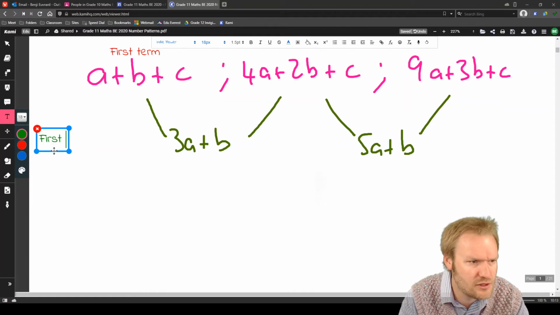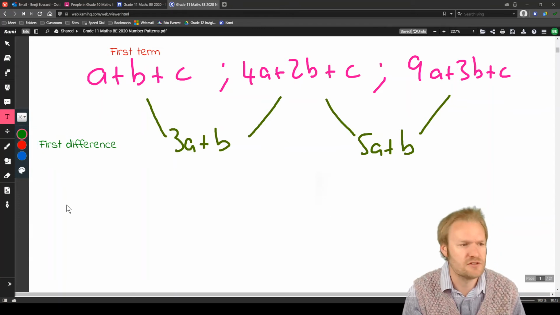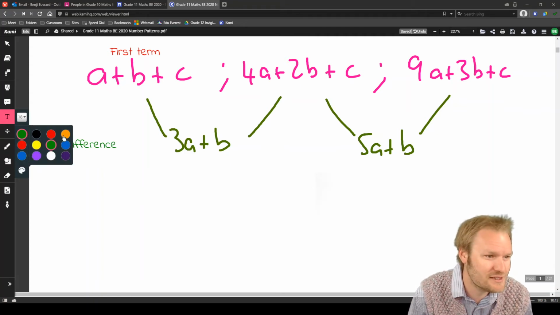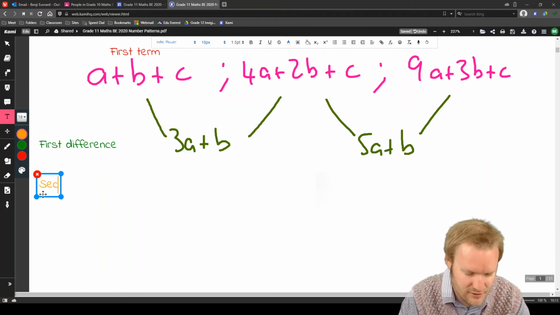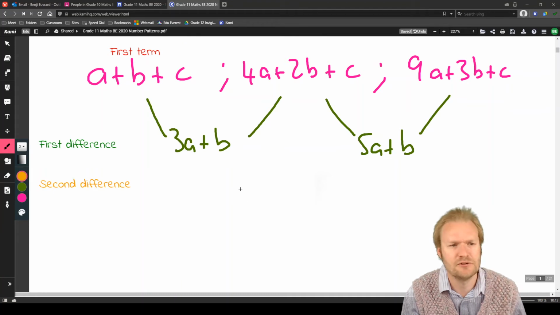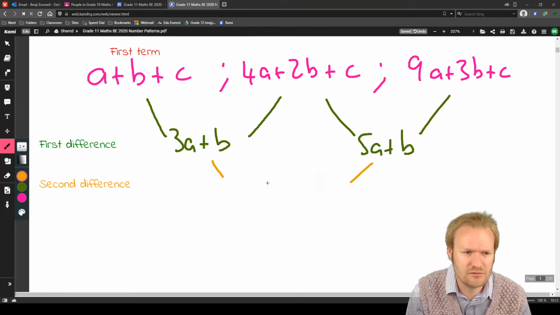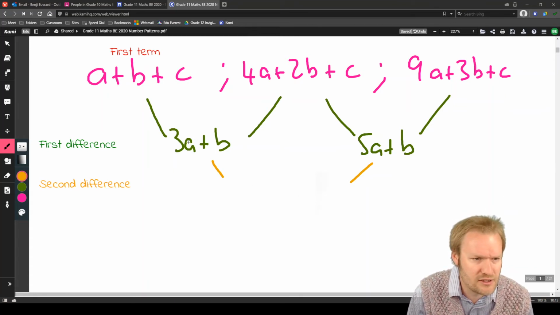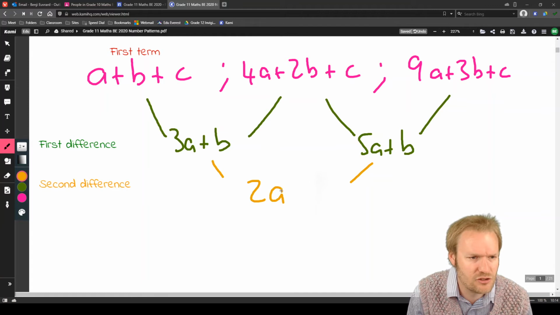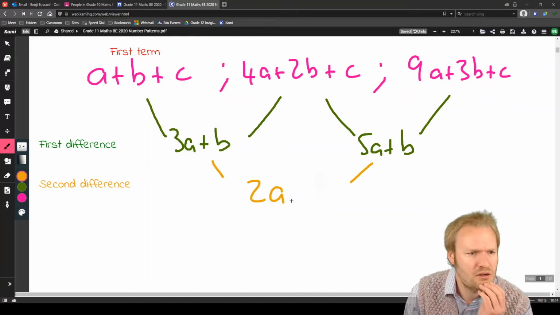This is what we're looking at to start with because it seemed interesting enough. That's how we dealt with patterns before. So there's our first difference. What do you think we're going to do for our next bit? Let's have a look at our second difference, which is always going to be the same, remember? So we don't have to keep working it all out. To get from 3a plus b to 5a plus b, we just need to add 2a. So 5a minus 3a is 2a. b minus b is 0.